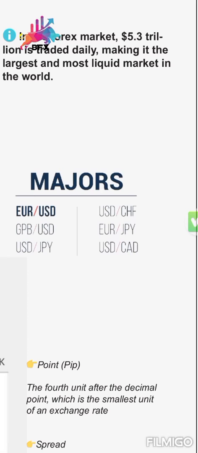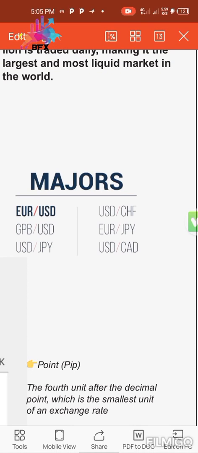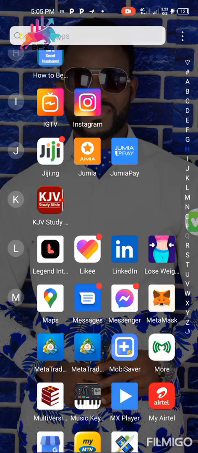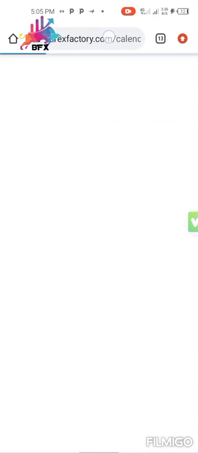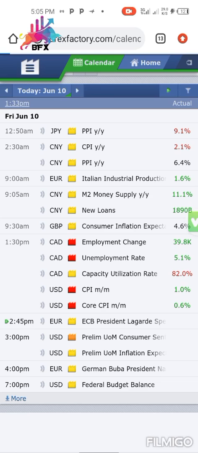Now, that is one. The next thing you should know is we have various forex news markets where people fetch news from, but the one I use, or one of the most popular ones traders use, is called forexfactory.com. You can just type that on your browser, forexfactory.com, and it will take you there.